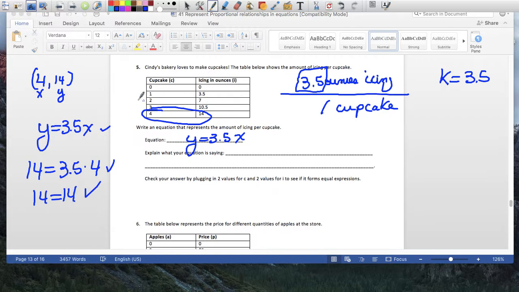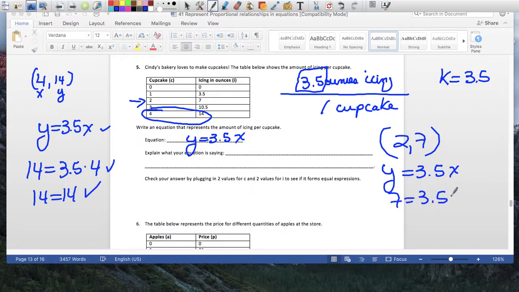Let's pick another one that doesn't deal with decimals. So 2 and 7. Would 2 and 7 work in this equation? So y equals 3.5x. I'm going to substitute the y with 7, substitute the x with 2, and I get that they are equal, because 3.5 times 2 is 7.